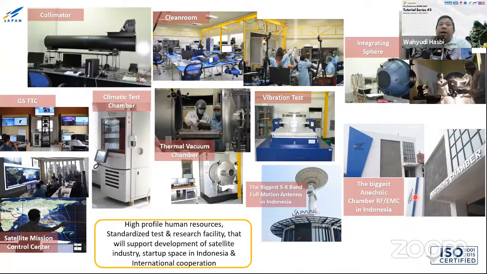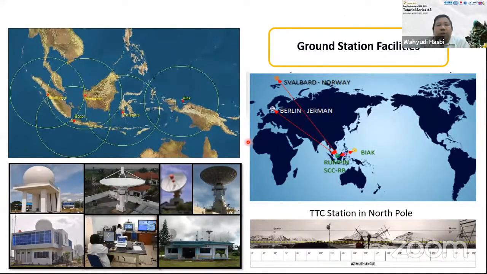And then I welcome all of you if you would like to make any tests in our facility. Another thing I would like to show you is, of course, we have the full motion antenna that can transmit and receive in S-band channel and downlink in X-band channel. And then we have our satellite mission control center to control all our satellites that have been launched already. Besides your facility, you also need your ground segment, right? Because once you launch your satellite, you need to control it, and you need the ground station for that.